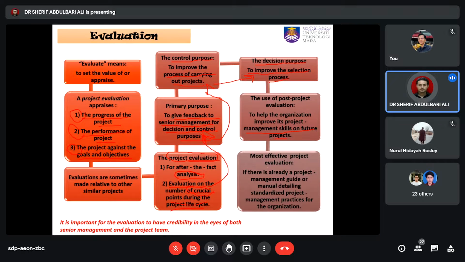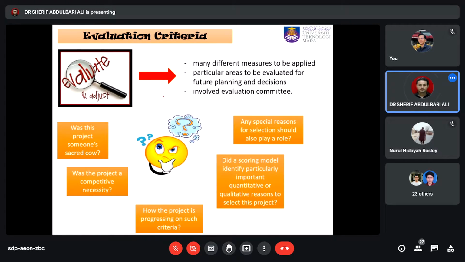And evaluations are most effective if there are already project management guidelines and a manual detailing standardized project management, and this is for improvement. So for the evaluation criteria, there will be many different measurements, so it's not standard. There will be different measures applied, and particular areas to be evaluated for future planning decisions, and it will also involve an evaluation committee.